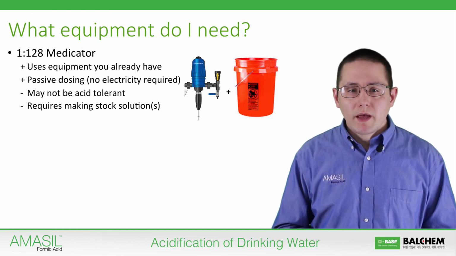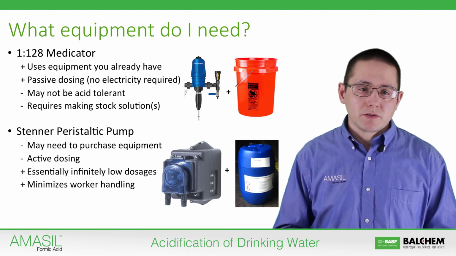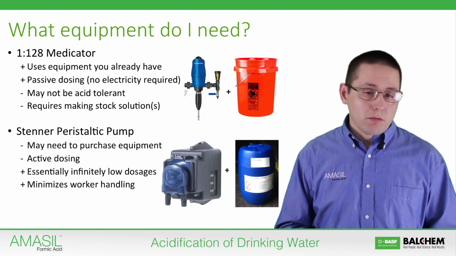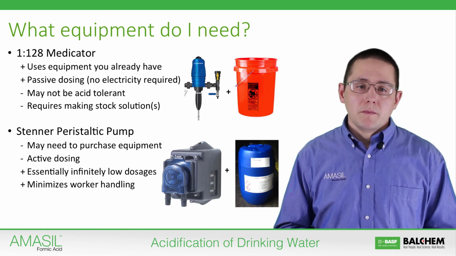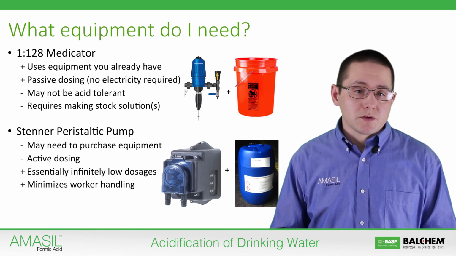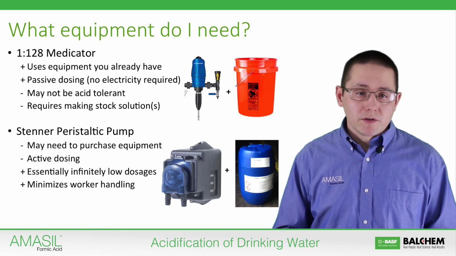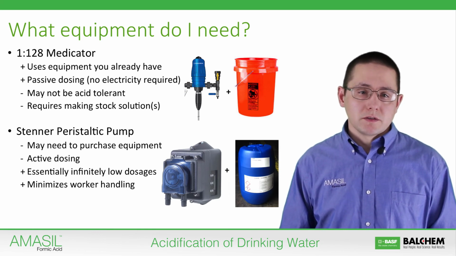Longer term, what we recommend, it requires a little bit more of an investment, is the installation of a Stenner peristaltic pump. The downside is that you probably would need to buy one of these if you're not already acidifying your water, and it's active dosing, so you need electricity in the barn for this to work. Some of the benefits are that it is essentially infinitely low dosing. You don't need to mess with stock solutions.